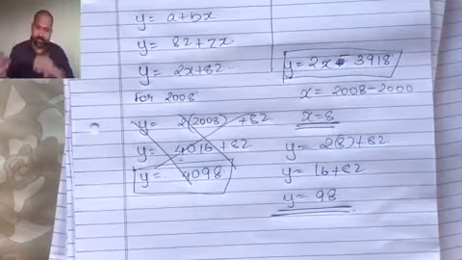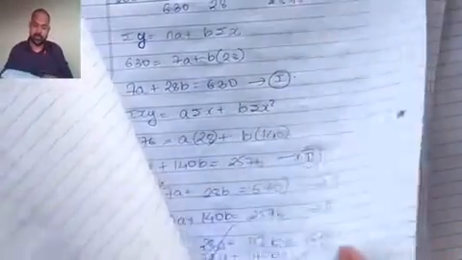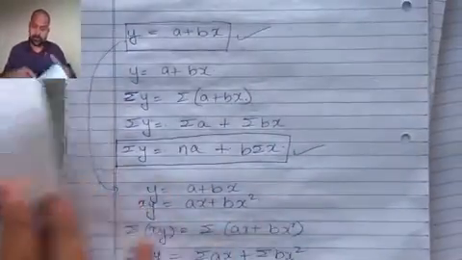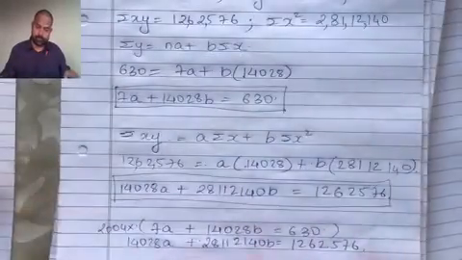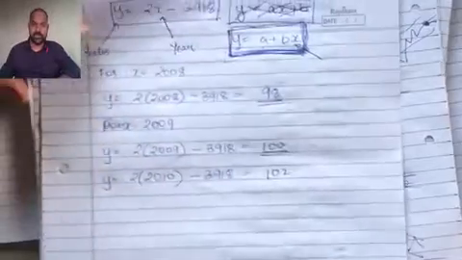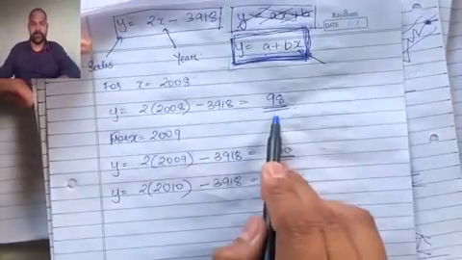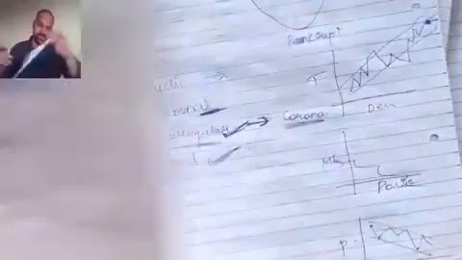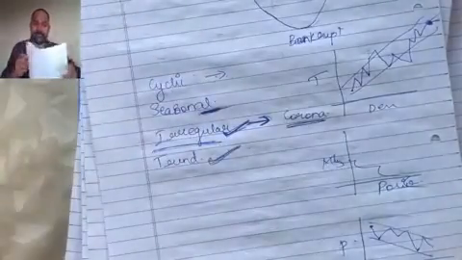98. Isn't this the same answer that we got some time ago? Wasn't this the same answer that we got for 2008, which was 98? Isn't this also the same, but with a slightly different method?